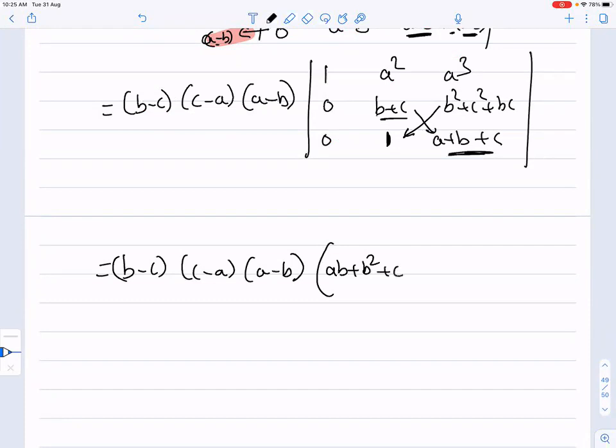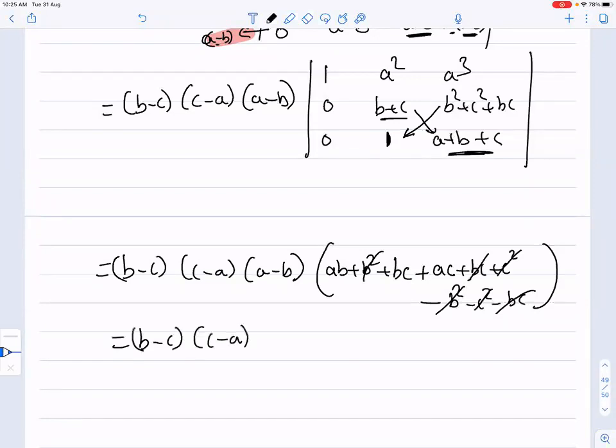B से multiply कर रहा हूँ, C square. उसके बाद C से multiply करता हूँ. Sorry, BC. उसके बाद C से AC plus BC plus C square minus B square minus C square minus BC. Correct ना students? Minus 1 times. So B square, C square cancel. BC cancel. We are getting B minus C, C minus A minus B into AB plus BC plus C. That's all. Is it clear? Right now. Yes.